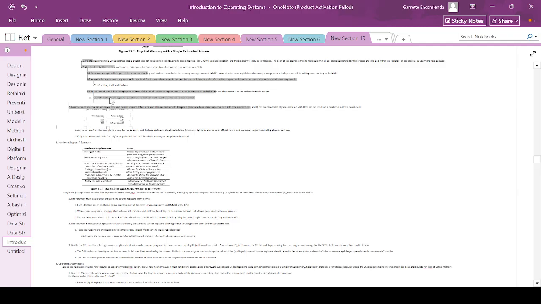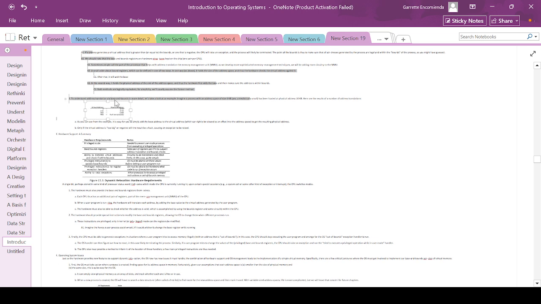In the second way, it holds the physical address of the end of the address space, and thus the hardware first adds the base and then makes sure the address is within bounds. Again, in the second way, it holds the physical address of the end of the address space.